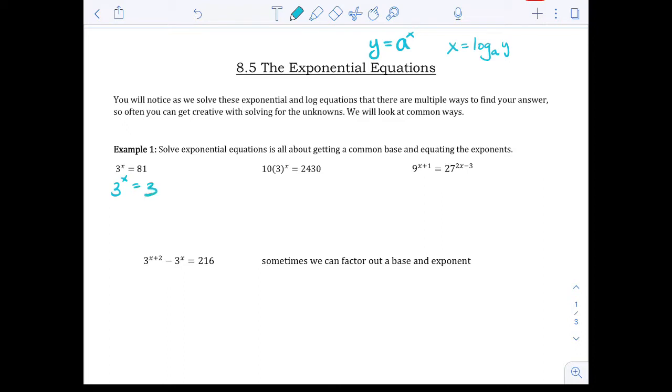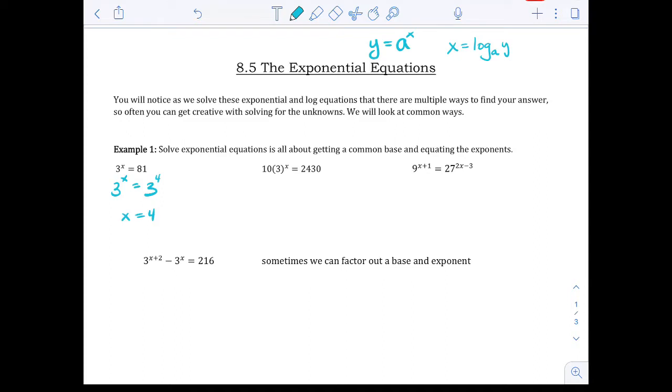So maybe you say, well, I know that 3 to the power of 1 is 3, 3 to the power of 2 is 9, 3 to the power of 3 is 27, 3 to the power of 4 is 81. So we rewrote 81 as an exponent with base 3. From there, I know that the exponents must be the same. x must be equal to 4 because they're in the same location on the left and right side. We equated them. They're equal to each other with that same base.